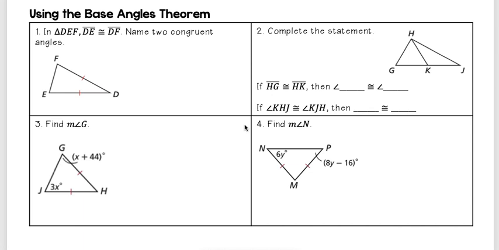So now let's look at some examples of these. In the first one, it says that in triangle DEF, DE is congruent to DF, and I can already see that from these tick marks. So I know that this side is congruent to this side. I want to name two congruent angles.